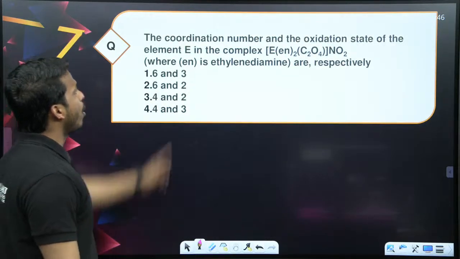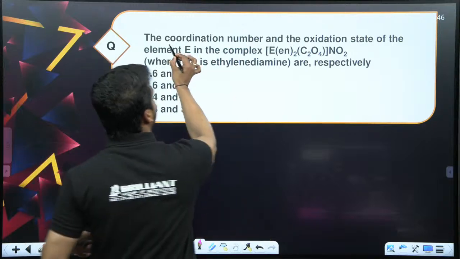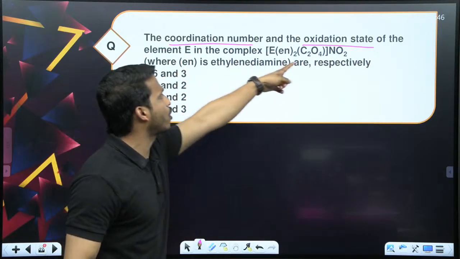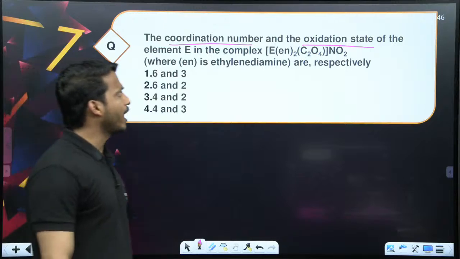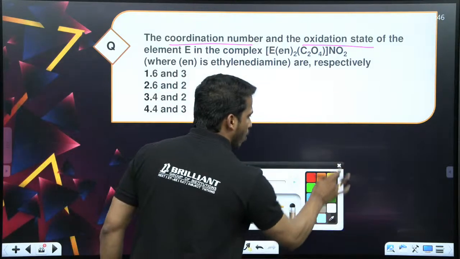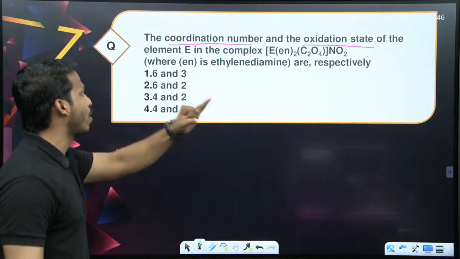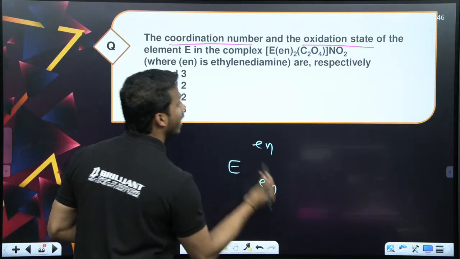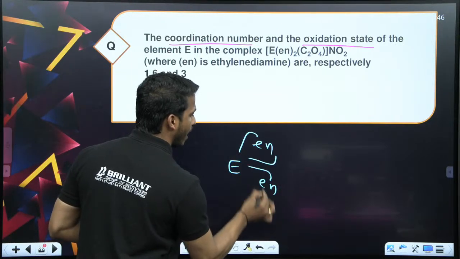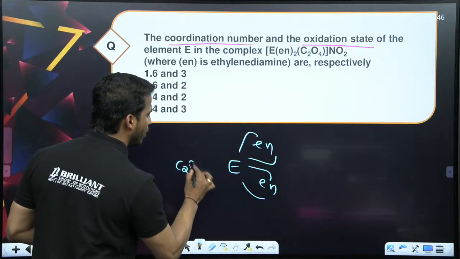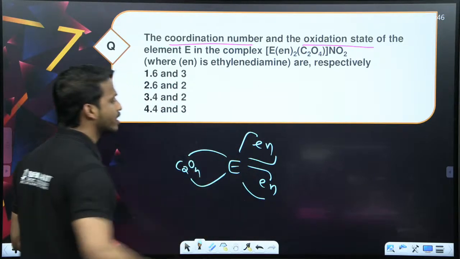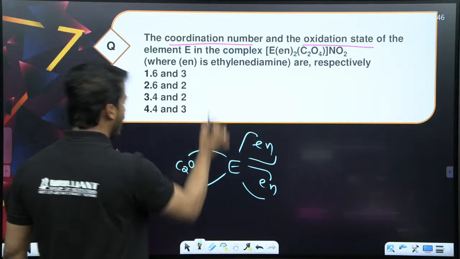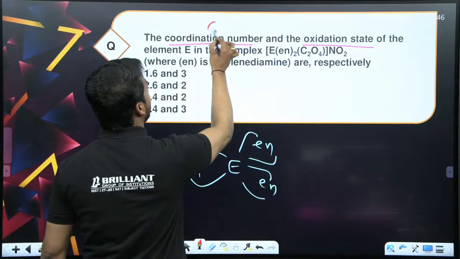Yes, dear all, again: the coordination number and the oxidation state of the metal E in the complex is? Come on, fast. What is the coordination number and oxidation state of the metal E? There are 2 en ligands. And what is C2O4? You know, C2O4 is oxalate, right? Oxalate also provides 2 sigma bonds, so total 6 sigma bonds. So the coordination number is 6.